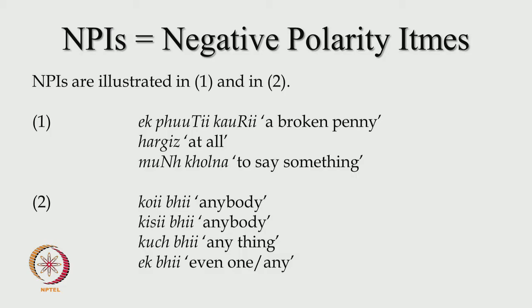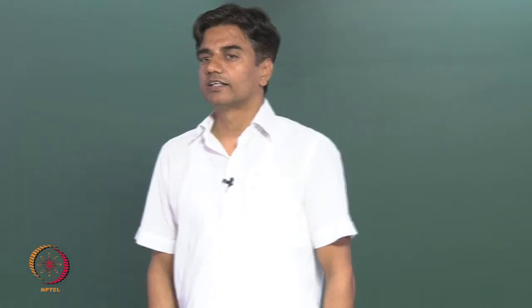Now, I want to take you to this place. Do you see the list in one and two? Do you see that? The first list in one, there is a set of three things there, right? All three of them are elements which are strictly dependent on negation.